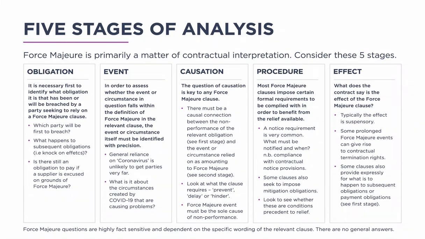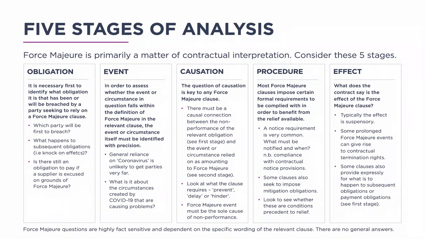So yes, that takes us to stage 4 of the analysis, which is procedure. And essentially this is about checking if there are any formal requirements that need to be complied with in order to benefit from relief under the force majeure clause. And there are typically 2 issues to look out for. The first one is notice, and often notice will be a condition precedent of obtaining force majeure relief. So look out for words such as "provided that" or similar. In most cases, the requirement to give notice will stipulate what information must be provided in the notice and when the notice must be provided.